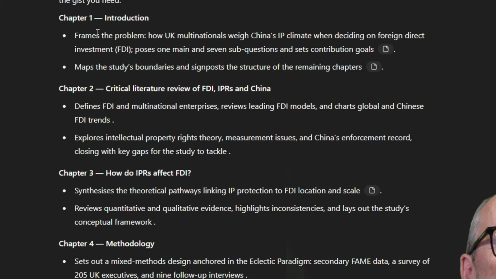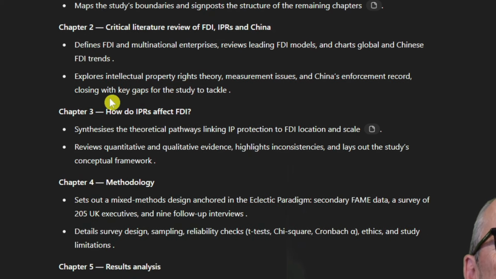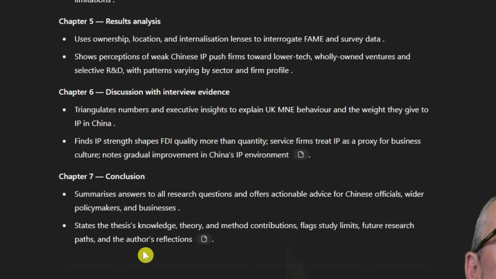Chapter 1, introduction: frames the problem, maps the study's boundaries, signposts the structure of the remaining chapters. Chapter 2, the critical literature review: defines FDI, M&Es, reviews leading FDI models, charts the global rise in Chinese FDI trends, explores intellectual property rights theory, measurement issues, etc. And it goes all the way through.